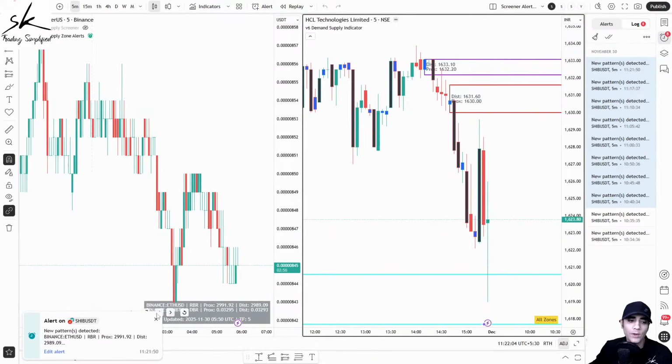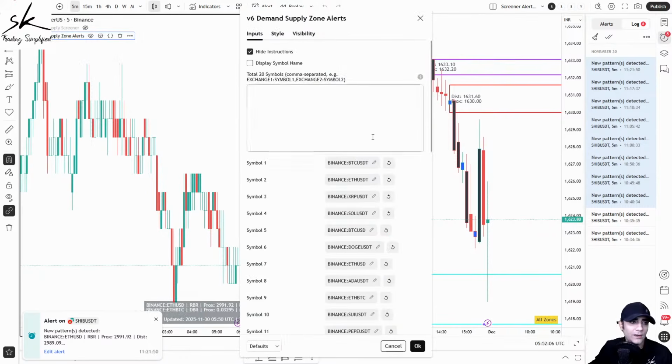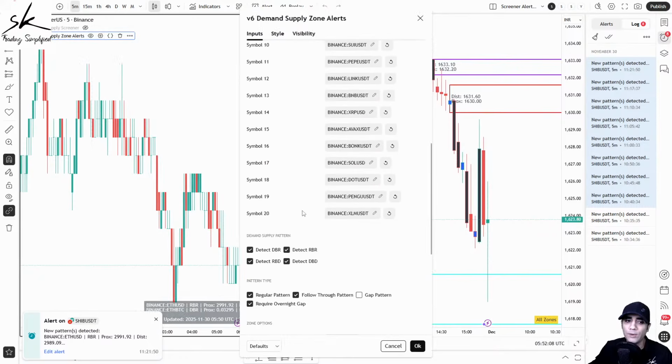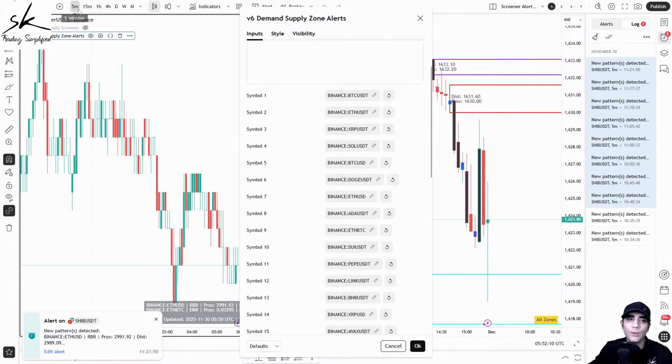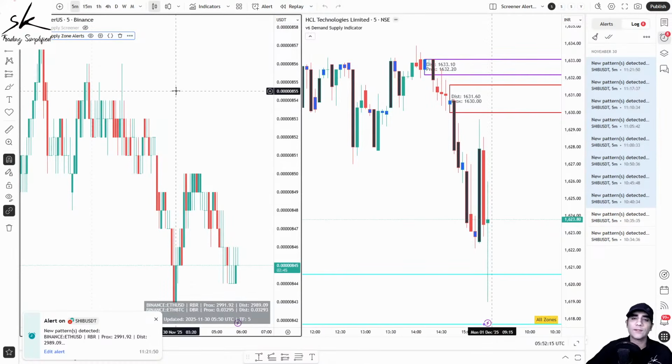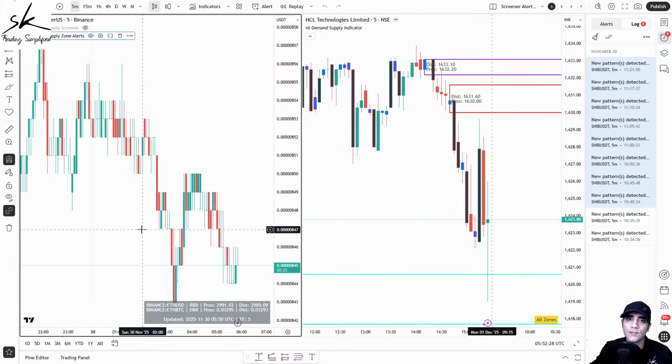And what alerts basically do is, you can see that in alerts, I have given a list of about 20 symbols. And currently I'm on the 5-minute chart. So I'm telling the alerts system, or the alerts indicator, that out of these 20 symbols, on whichever symbol during the live market I have a formation of a demand area or a supply area, inform me, right? Let me know. And that is what happened. You can see we just got an alert.